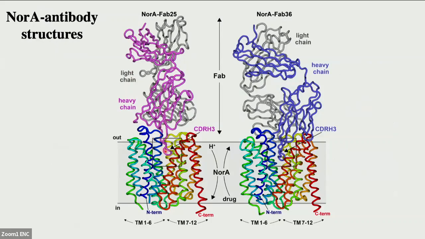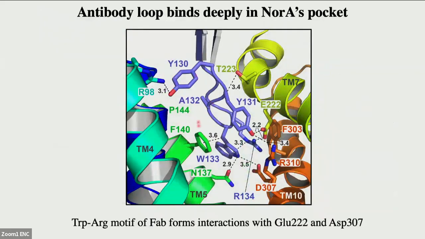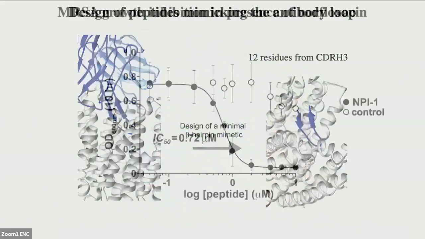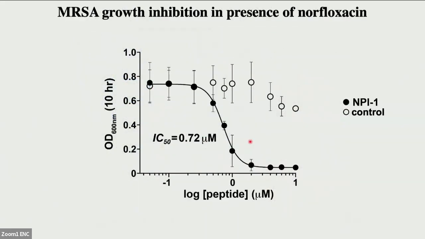What we observed was that both of the CDRH3 loops on the antibody that were diversified in the screen inserted into the pocket. If we zoom in, these loop residues shown in blue make very beautiful contacts with two anionic residues, glutamate 222 and aspartate D307. So this tryptophan arginine motif is really critical. We made peptides mimicking the loop that inserts in, and we showed that this could inhibit MRSA growth when used in combination with fluoroquinolone. So not only are those glutamate and aspartate residues playing critical roles in the overall transport cycle, but we think they're targetable sites with peptide-based peptidomimetic inhibitors.